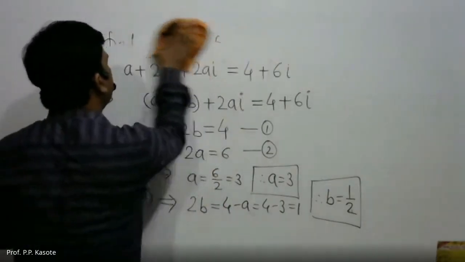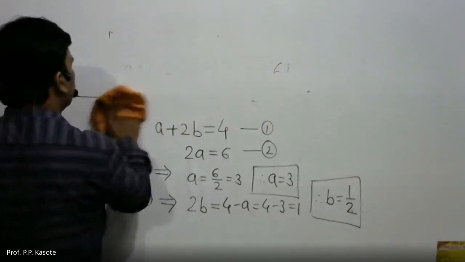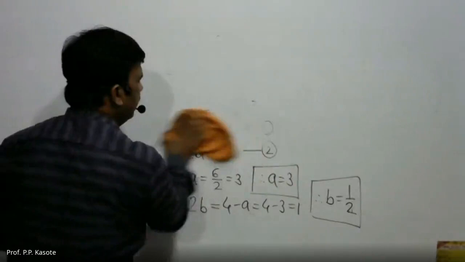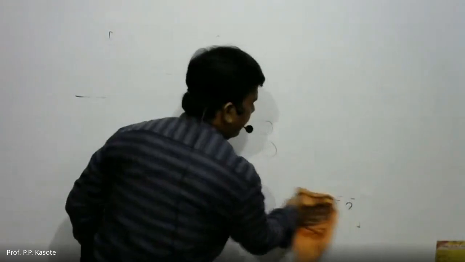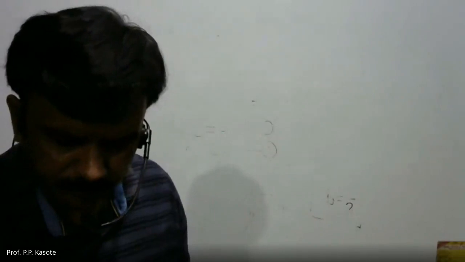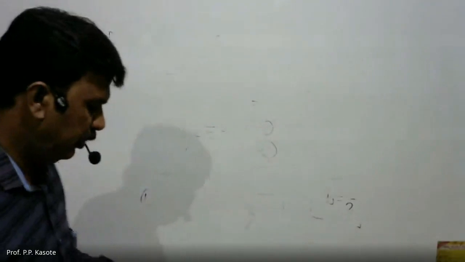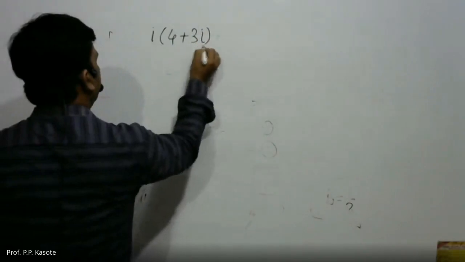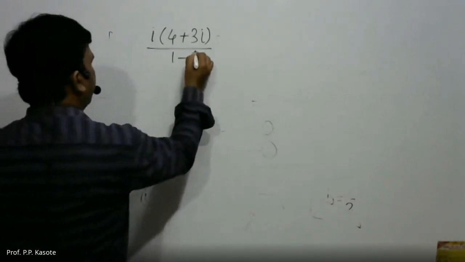Whenever we are asked to simplify something, it means that we are asked to write or convert the given term in the form of a plus ib. Given term हमें a plus ib के form में लिखना है. See the example number 3 from question number 4. i into 4 plus 3i divided by 1 minus i.